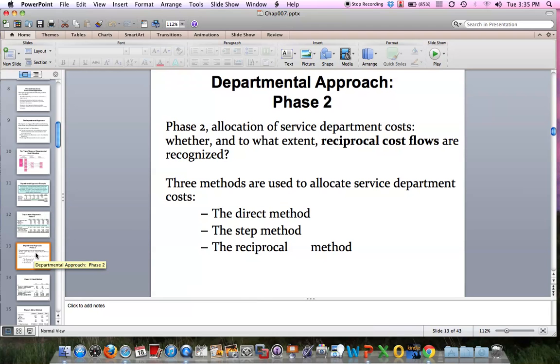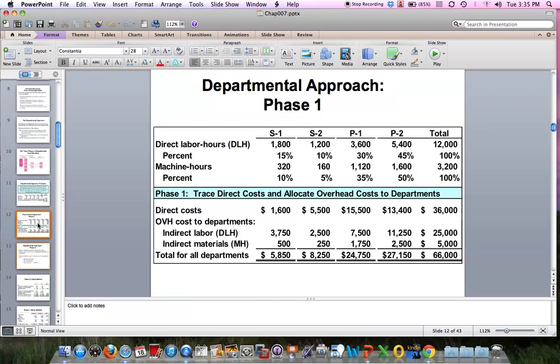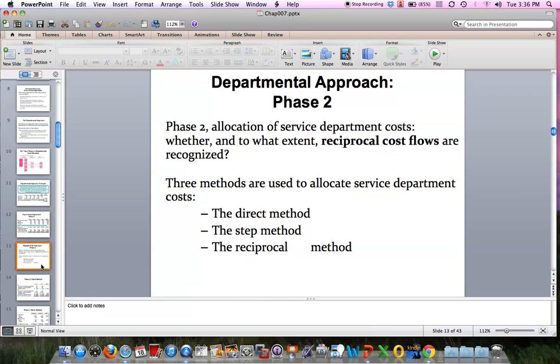Now with phase 2, allocation of service department costs. If I go back here, we know that we have now allocated all the indirect, but now we've got these 2 service departments, each with a pool of cost in it. 5,850 for Department 1, 8,250 for Department 2, and both of these pools of cost need to be allocated to the production departments. Because once they go to the production departments, then we're going to allocate to the actual products. So phase 2 then is to allocate the service department cost.